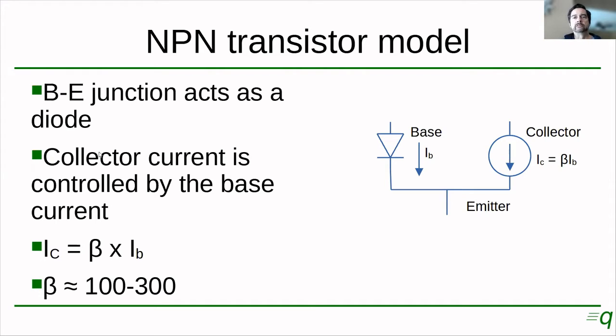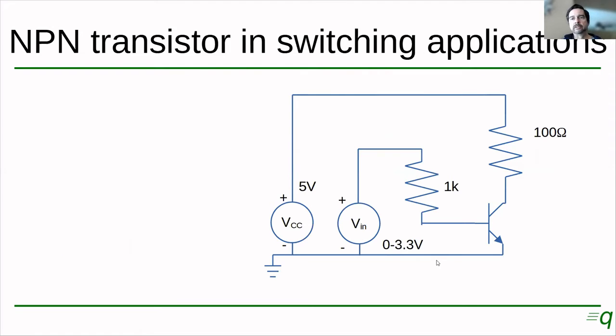This is something we already saw on our last class as well. The base emitter junction acts as a diode, right? And when current flows, that's our base current here. And this is multiplied by a factor of beta or HFE, which can be in the range of 100 to 300. And that's going to be the collector current. So the base current controls the collector current. Let's have a look at this circuit and see how we can use an NPN transistor in a switching application.